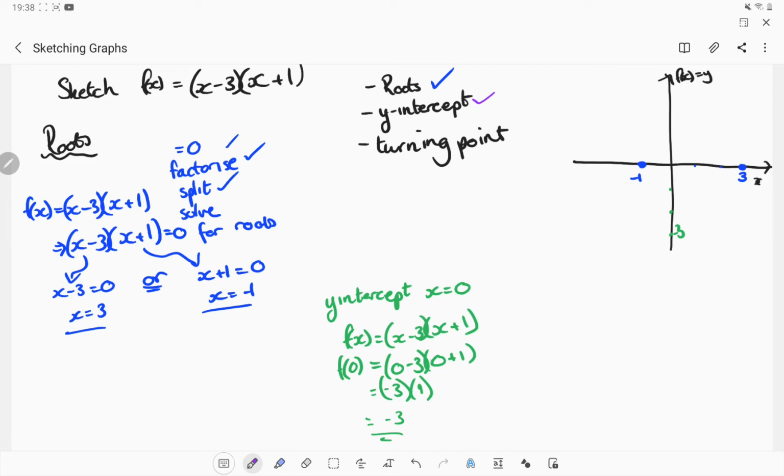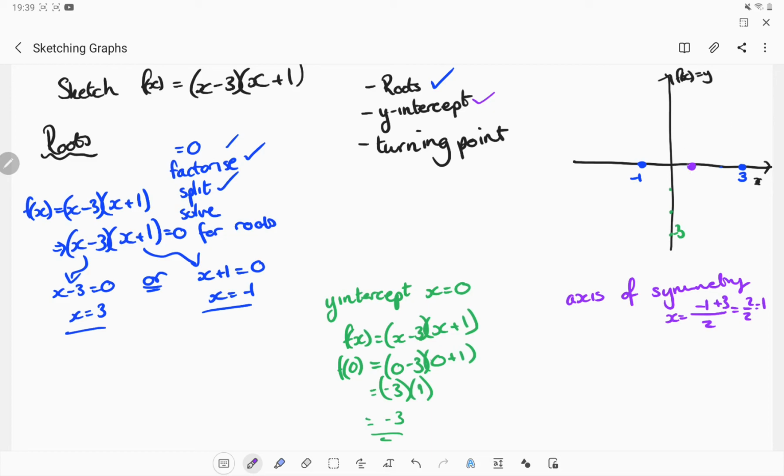So how do we find the turning point? My technique for this was always to first find the axis of symmetry. And that will be in the middle of -1 and 3. I'm thinking, what's in the middle of -1 and 3? If you're not sure, -1 plus 3 divided by 2. So -1 plus 3, that's 2 over 2. That just gives you 1. So our axis of symmetry is x equals 1.